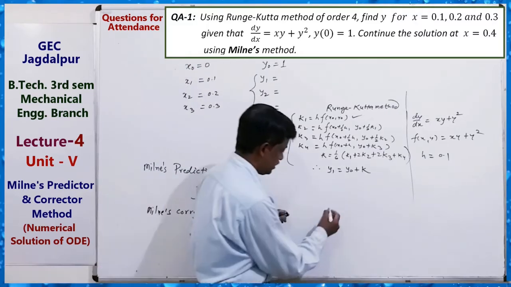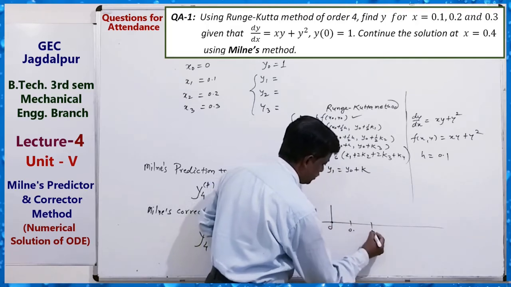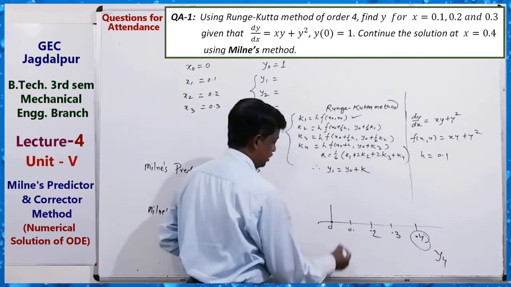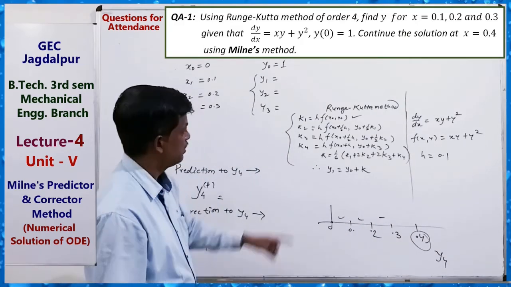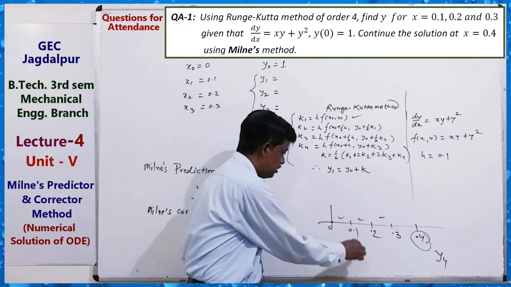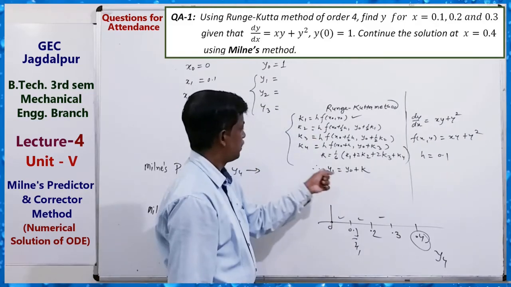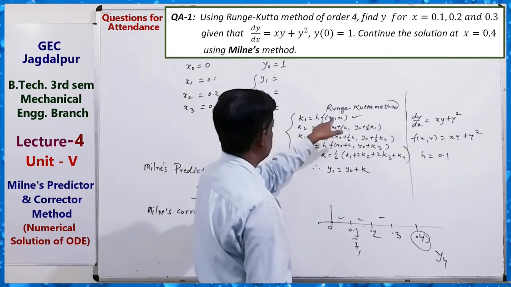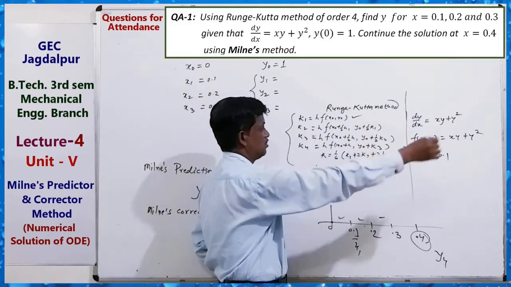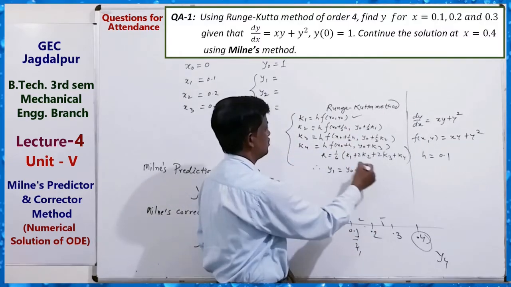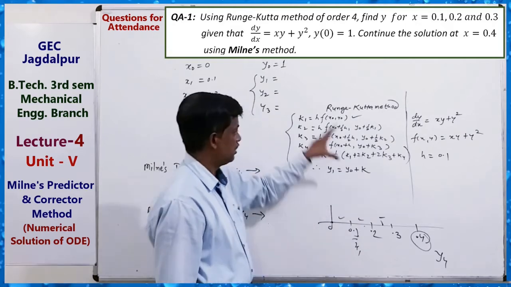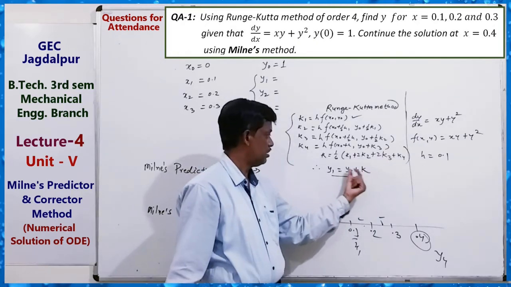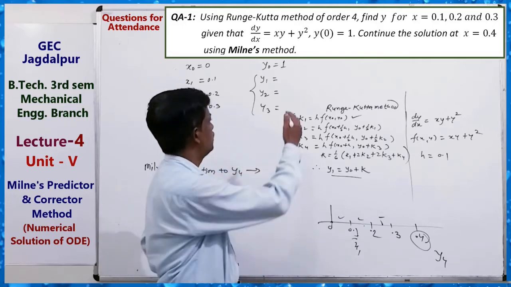Start in the first step here: x is 0, 0.1, 0.2, 0.3, 0.4. This is our targeted value, y4. For this we are using the Runge-Kutta method with h equal to 0.1. For the next stage use x1, y1, and for the stage after that use x2, using the previous values. By using this we can get all the values. Finally k equals this, and put the value of k into y0 plus k. You can get the values here.